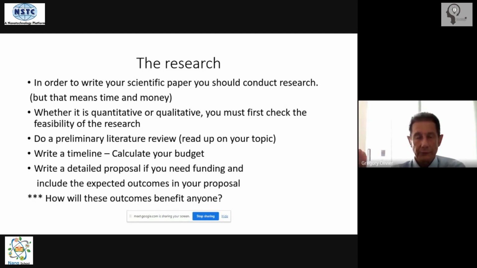Once you've figured out what research method you're going to use, you should write a timeline and calculate your budget. So you know how long you're going to spend, and you also know how much money is going to be involved. Right? You may need funding. You may not be able to do it by yourself. So in that case, you will write a detailed proposal and submit it to the relevant body. Don't forget to explain how the outcomes will benefit anybody.